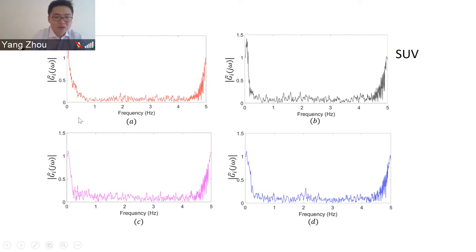Because the data is only measured at 0.1 second resolution, our analysis range can only cover from 0 to 5 hertz. So in this sense, I cannot get further results for an even higher frequency range.